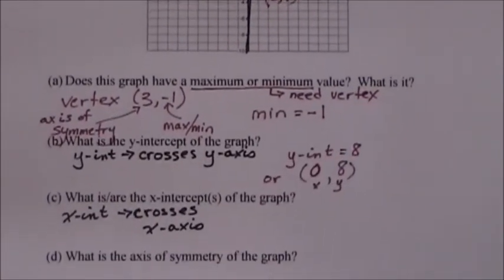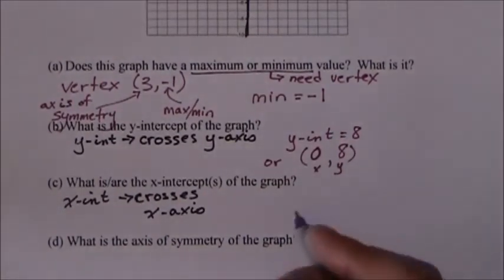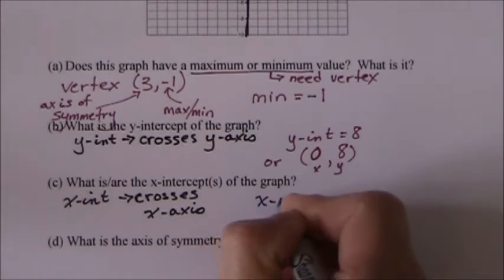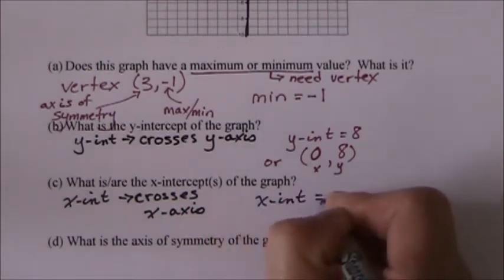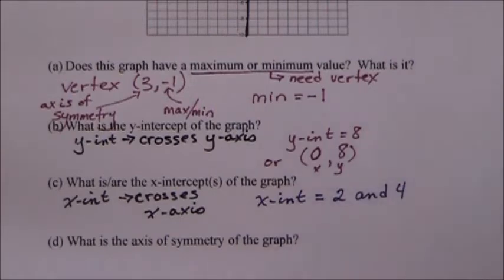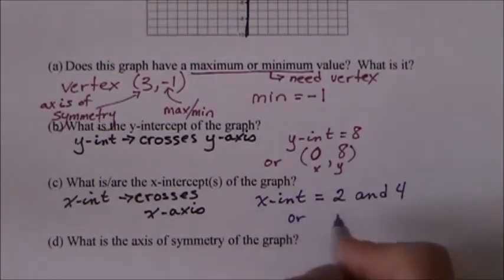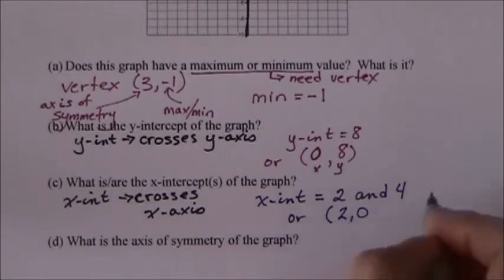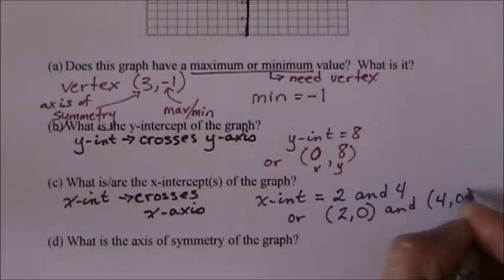So when we go to write those x-intercepts, we could write x-intercept is equal to 2 and 4, or we can write it as an ordered pair where we have (2, 0) and (4, 0).